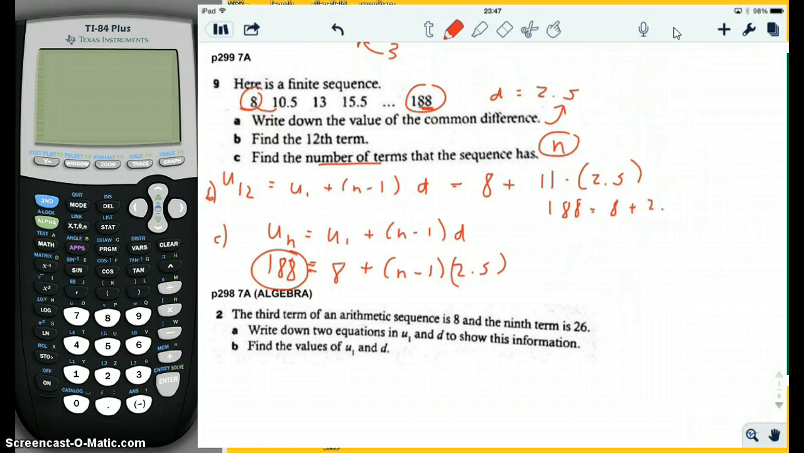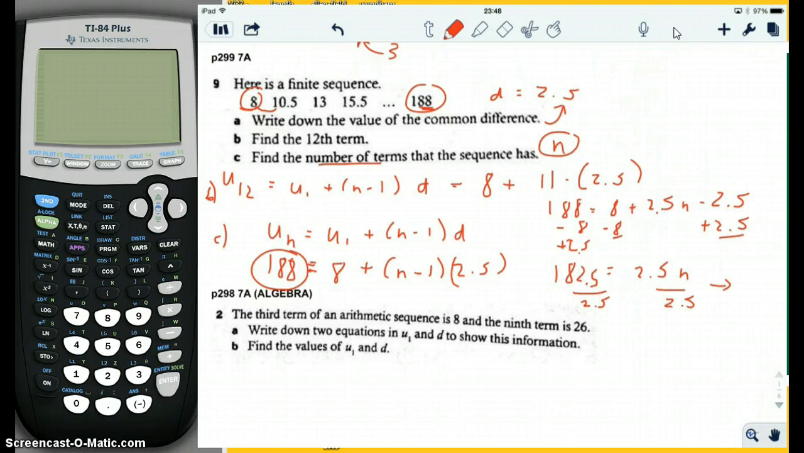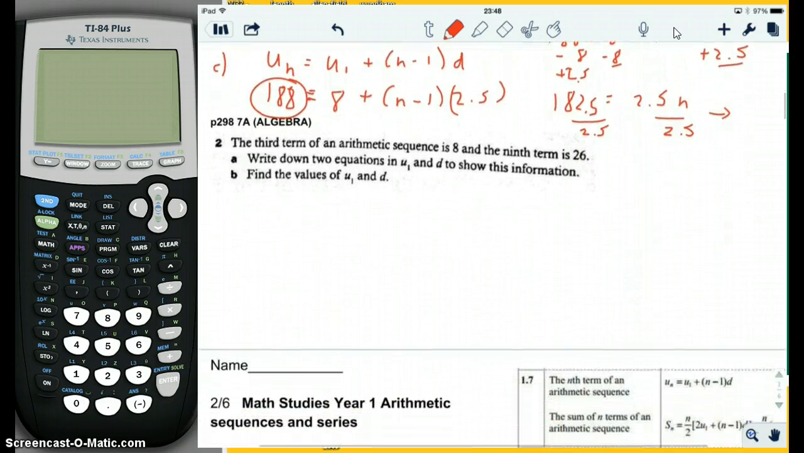Let's see, 2.5n minus 2.5. So the first thing you're going to do is subtract 8 from both sides. Then you're going to add 2.5 to both sides. Okay, and then you end up with, this would be 0, this would be 0. On this side you have 188 minus 8, which is 180, plus 2.5, so 182.5 equals 2.5n. And then the final step is to just divide both sides by 2.5, and that will give you an answer for n, right? Okay, so that's how you do that one.